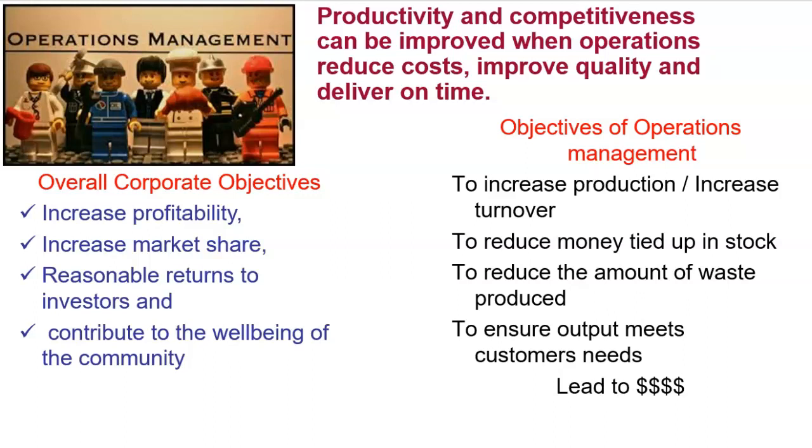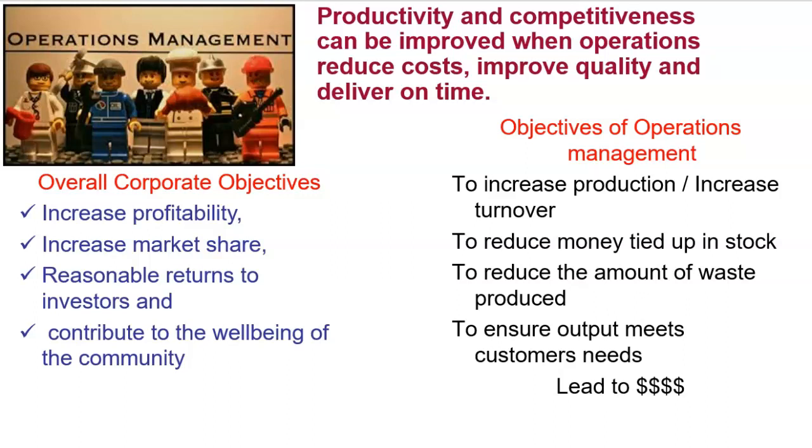Now, on the right-hand side, we look at the objectives of operations management. The operations manager is running the operations management system to try and meet the overall corporate objective, because the operations management system has the most capital and time and labour tied up in it, and it produces the good or service that the organisation sells. So for the corporation itself, to achieve its overall corporate objectives, the operations management system has to be run efficiently, and that's the role of the operations manager.